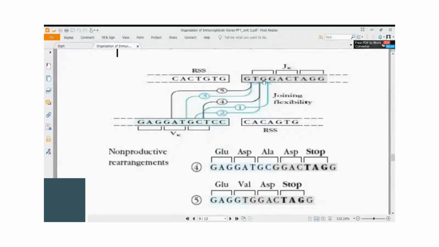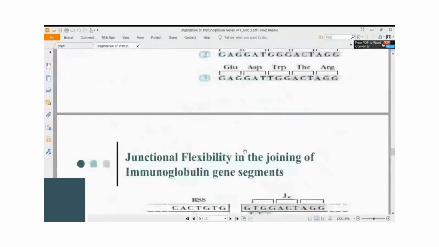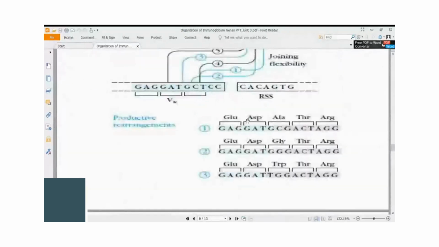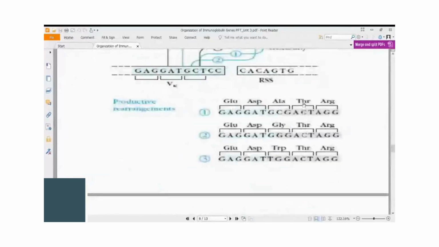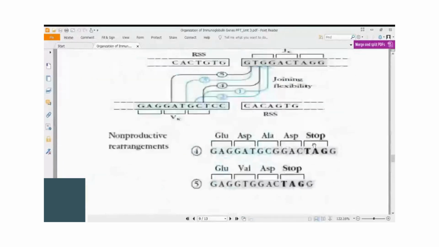When the splicing pattern changed, some amino acids remain the same. Here, glutamic acid, aspartic acid, alanine is the same. But the third amino acid is changed. Then the fourth is not going to be formed because it is a termination codon. And this protein chain is going to be aborted much before it is produced.